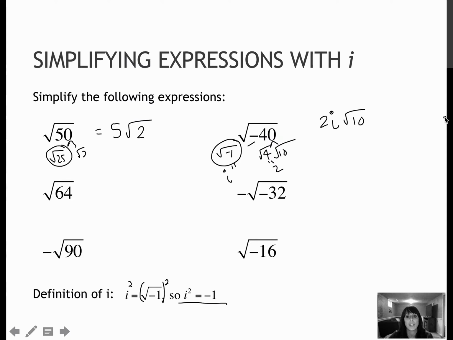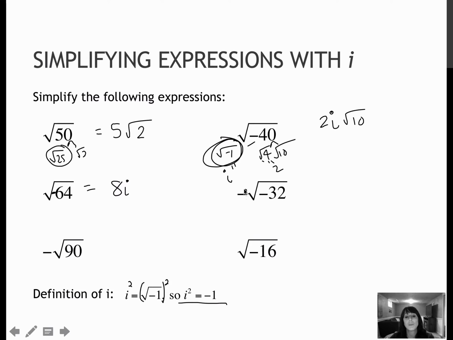So it's all a matter of breaking it down. I always bring that to the outside so I don't forget my i. In general, if you're taking the square root of a negative, you're going to end up with an i on the outside. For this one, again, this is an easy one. Hopefully, you just get 8, because the square root of 64 is 8. No negatives on that one. If it were the square root of a negative 64, you would just tell me that it's 8i.